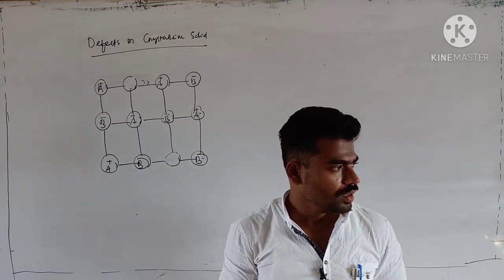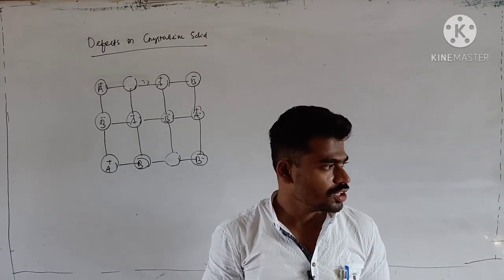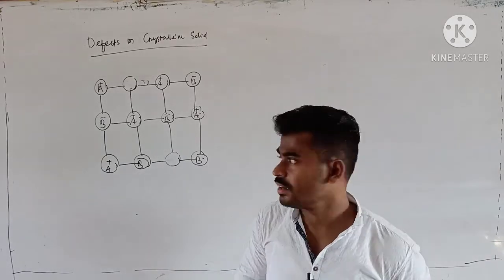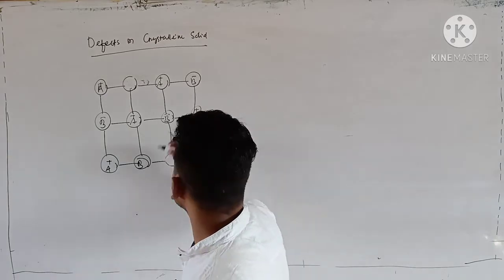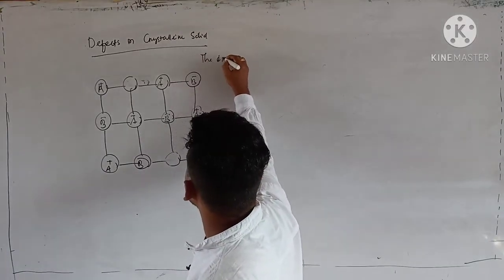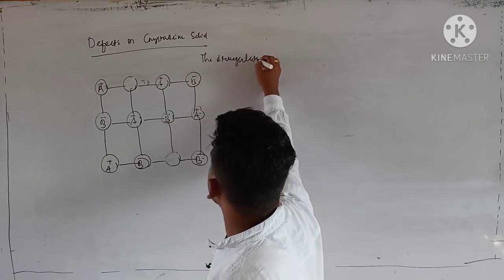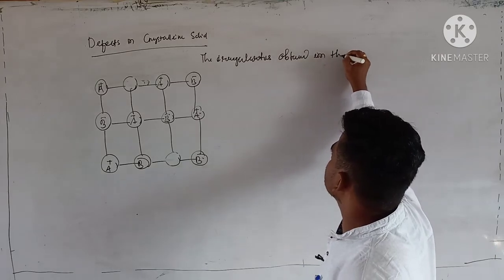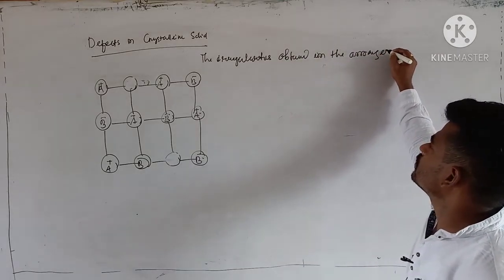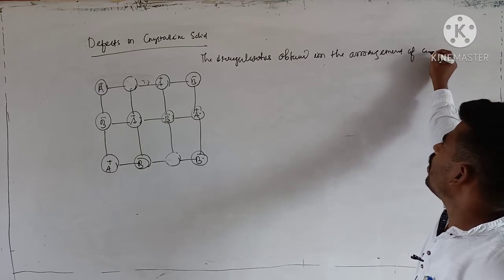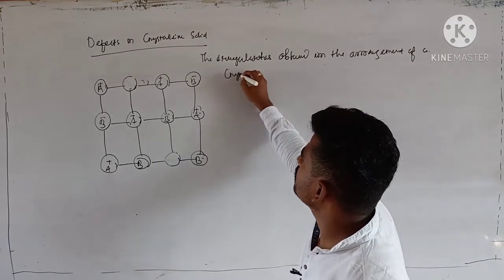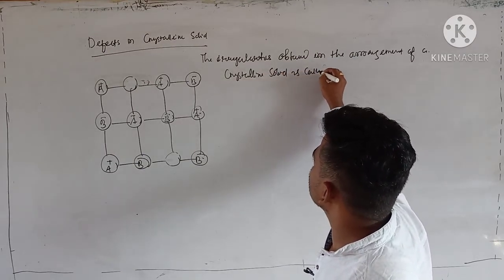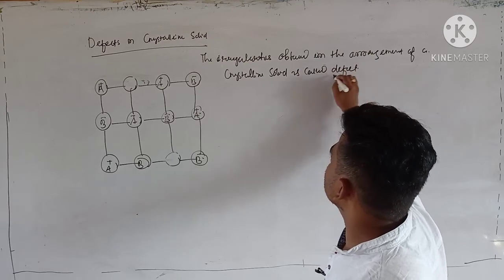Any irregularities in the orderly arrangement of a crystalline solid, that is called defect. Okay, the irregularities obtained in the arrangement of a crystalline solid is called defect.